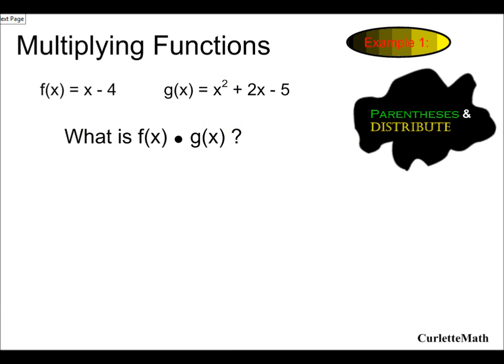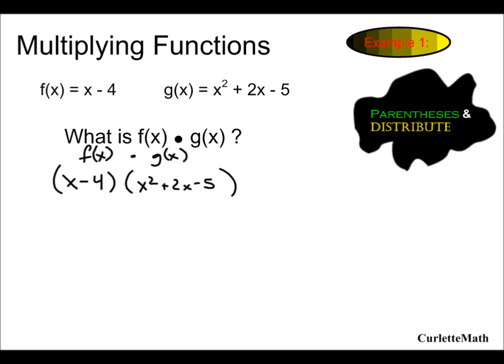All right, going on and distributing out a binomial to a trinomial. So here we would have x minus 4, because I have f of x times g of x. My g of x function is x squared plus 2x minus 5.